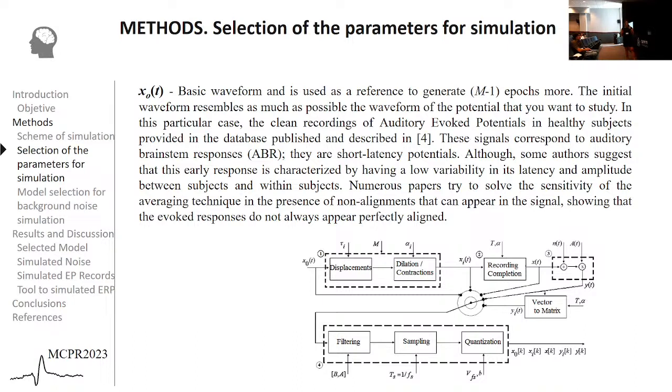Some authors suggest that this early response is characterized by low variability in its latency and amplitude between subjects and within subjects. But numerous papers that try to solve the sensitivity of averaging techniques in the presence of misalignment that can appear in the signals show that the evoked responses do not always appear perfectly aligned.